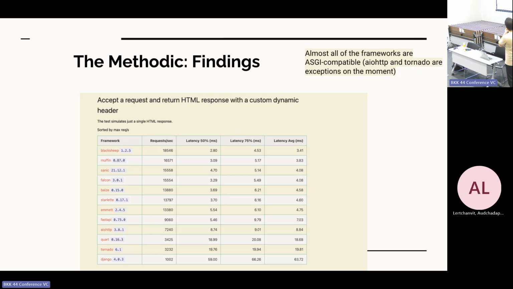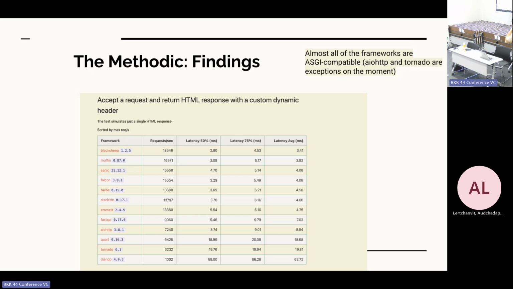So you're just modifying the header. The test simulates just a single HTML response. They do a sorting, and most of the libraries there are just unknown libraries, which I didn't know existed. So you have Black Sheep and Muffin and Sanic and Falcon. Okay, we know some of them, but a lot of them are just not that popular, but they're very, very fast.